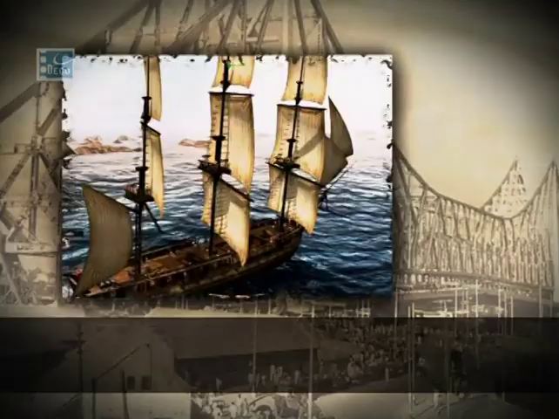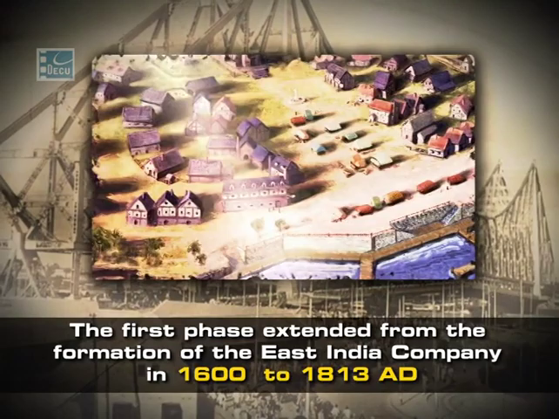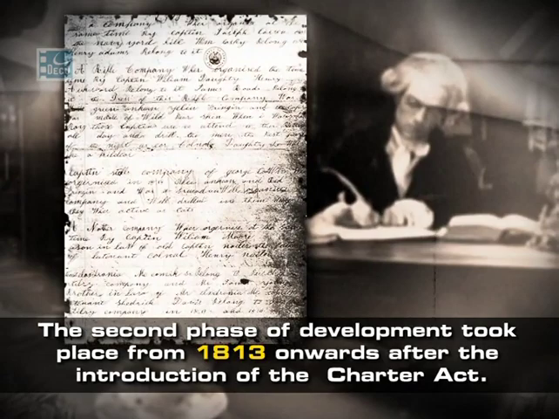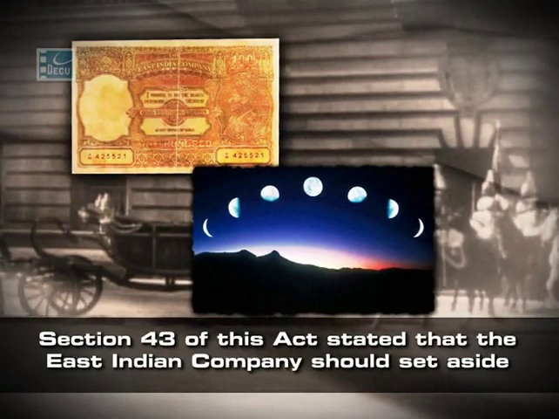The first phase extended from the formation of the East India Company in 1600 AD to 1813. The second phase of the development took place from 1813 onwards after the introduction of the Charter Act. Section 43 of this Act stated that the East India Company should set aside 1 lakh rupees to promote the knowledge of science among Indians.